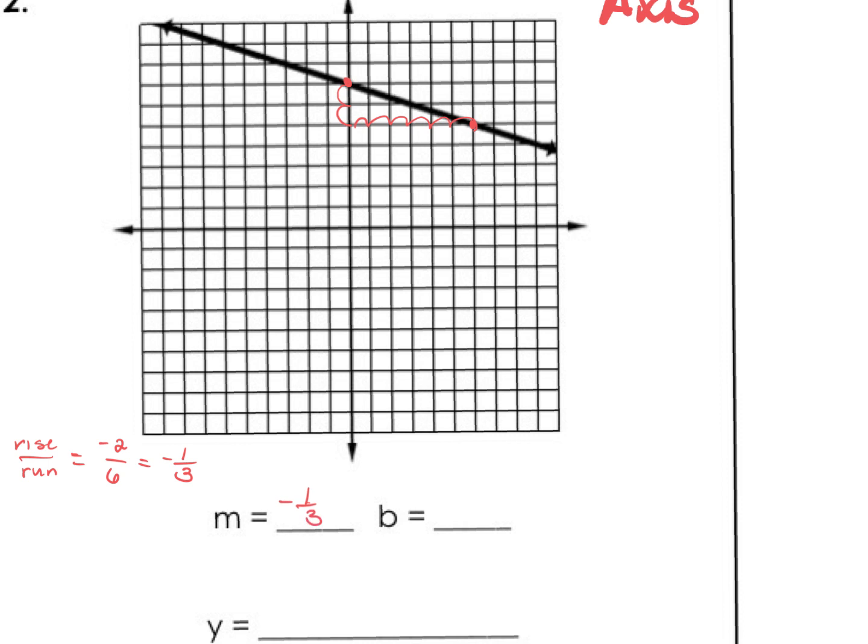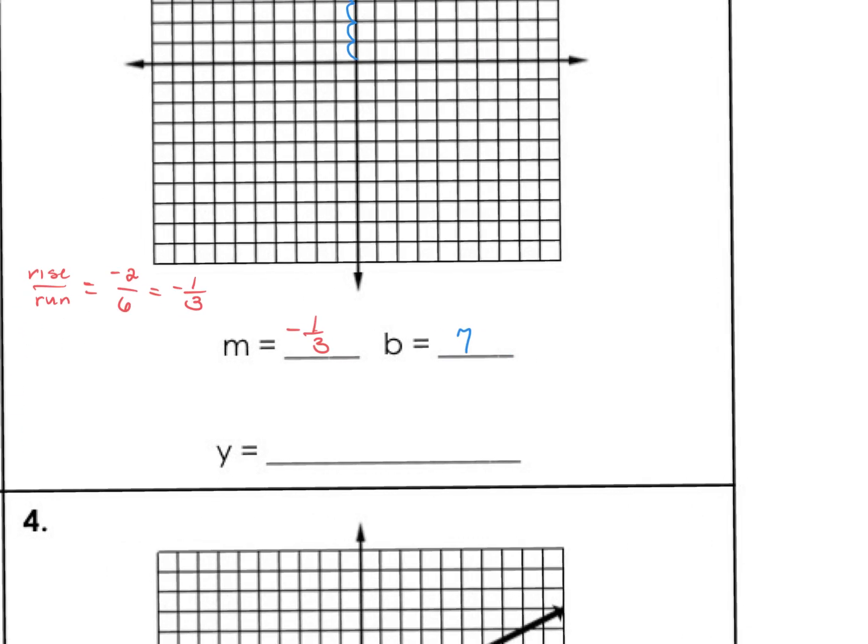It crosses the y-axis here, which you can count. Start at the origin, 1, 2, 3, 4, 5, 6, 7. It crosses it at (0, 7). So that is our y-intercept.